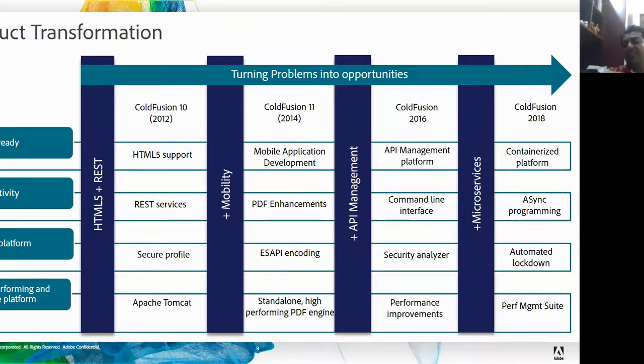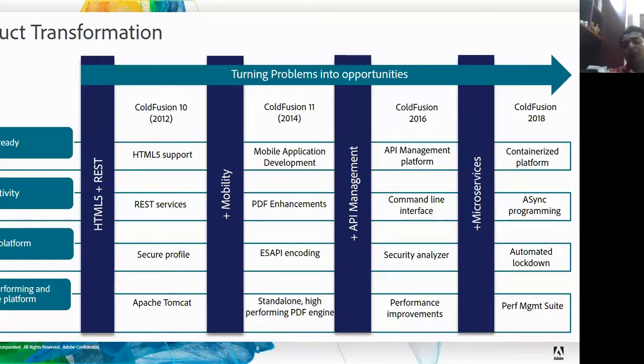And ColdFusion 2016 was the next version of transformation, where we focused on API management. So now that we had HTML5 and REST services along with mobility coming in, we realized that our customers would want to expose APIs through an API management platform. So we came up with a built-in API management platform and transformed ColdFusion itself to have an API management platform in ColdFusion 2016. Now, the next opportunity that we have in front of us is microservices.